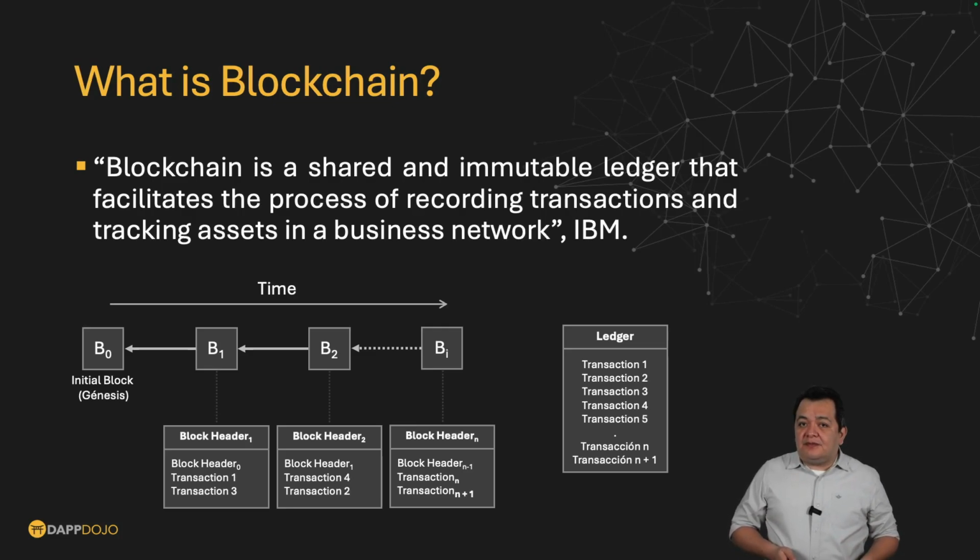If we explain blockchain as a data structure, we can say that it is an ordered list of blocks that contain transactions. Each block within the blockchain is identified by a hash generated using the SHA-256 cryptographic hash algorithm on the header of each block.